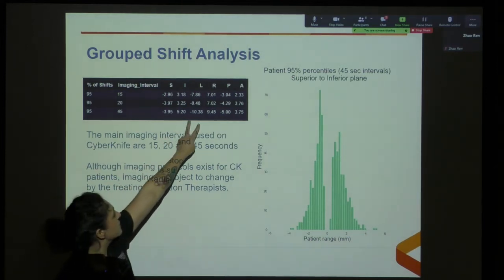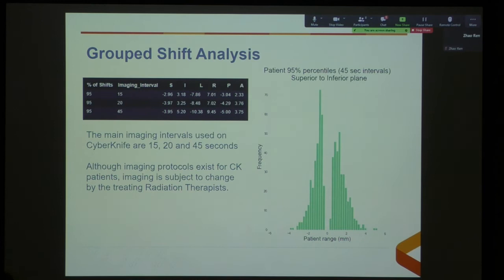Left to right shifts are quite high, definitely not in line with where the literature says the most amount of movement occurs for the prostate, so I would like to investigate that a little bit further as to why I'm getting such large figures there.